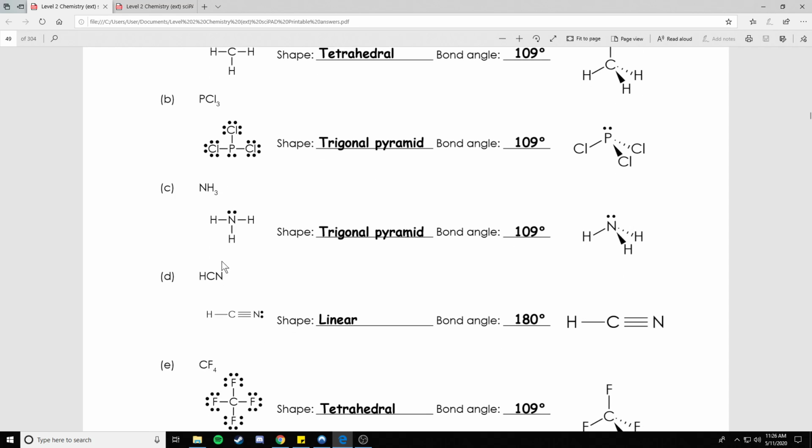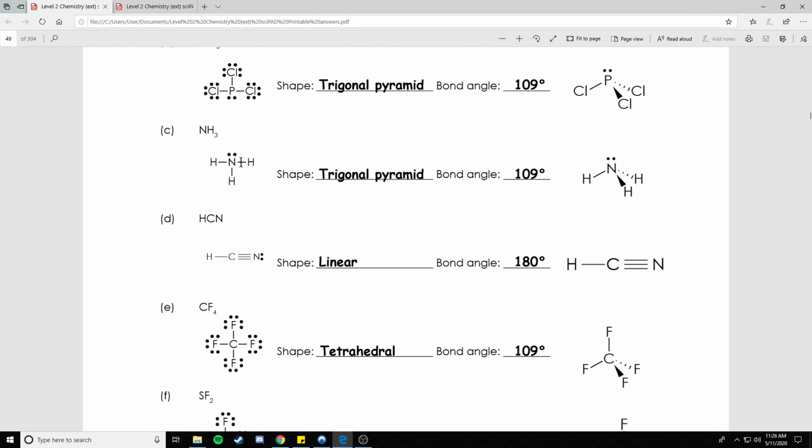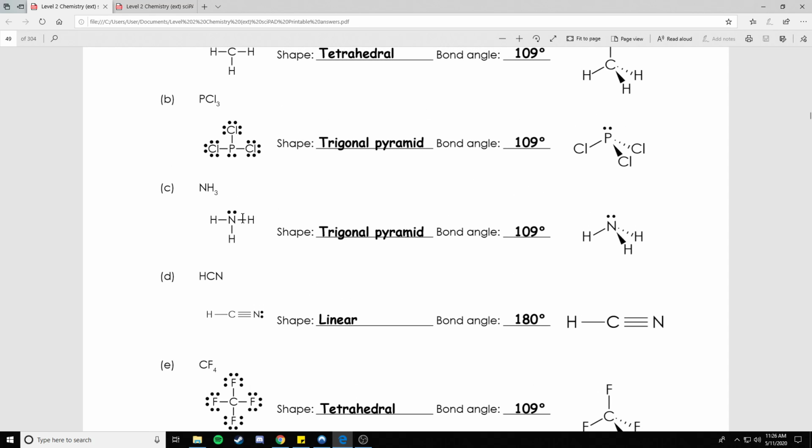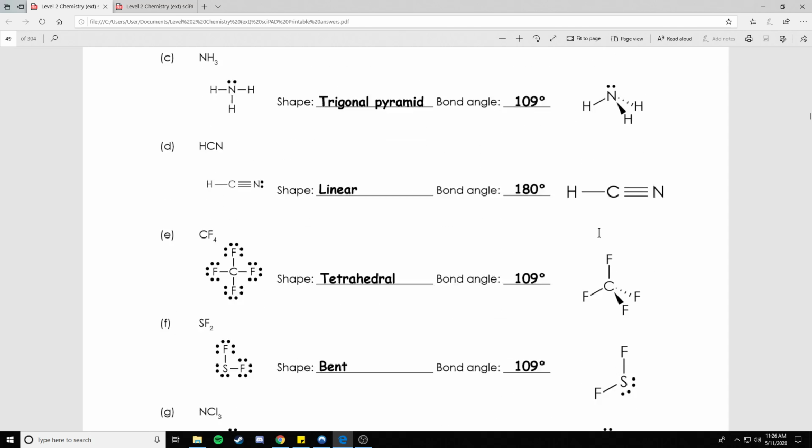Let's go down to NH3 here. This has got 1, 2, 3, 4 regions of electron density. 3 of them are bonded, 1's non-bonded, meaning our shape is trigonal pyramid or pyramidal. Its bond angle is 109 because it has the 4 regions of electron density, meaning its electrons are in a tetrahedral arrangement because this electron's pointing upwards. We've still got a tetrahedral arrangement, but our shape is trigonal pyramid because only the bonding regions determine the shape.